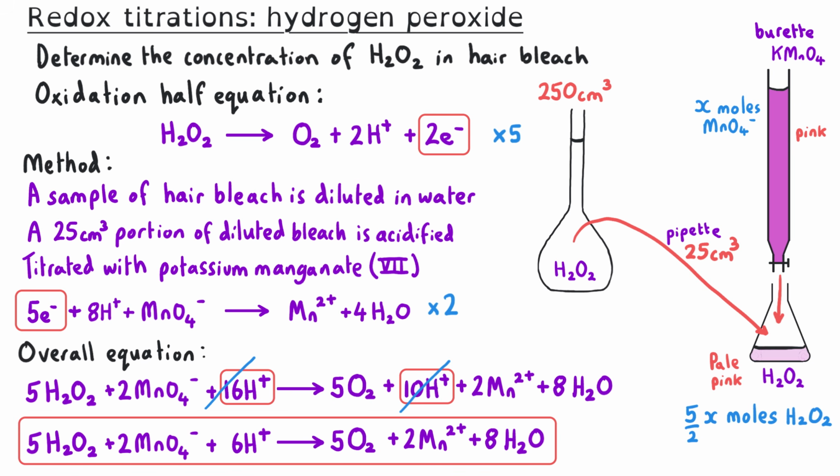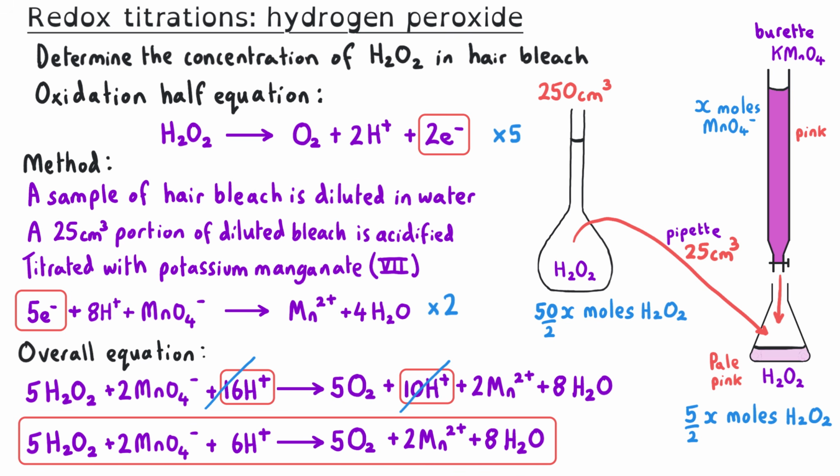We'd multiply that number by 2.5 to get the moles of hydrogen peroxide present in our conical flask, and then we would multiply that by 10 to work out the moles of hydrogen peroxide present in our volumetric flask in our diluted bleach solution. And we'd follow that up with some analysis that would vary slightly depending on the goal of the question.